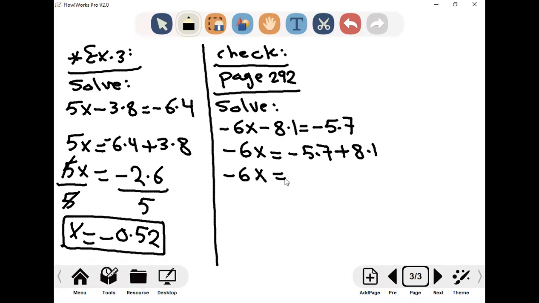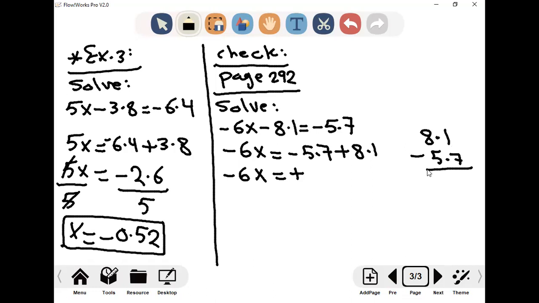Now, the answer of this, positive or negative? Positive, because 8.1 is bigger, right? So here it will be positive. But will we add or subtract? Because we have different signs, I'll subtract the two numbers, 8.1 minus 5.7, to find the difference between them, right?